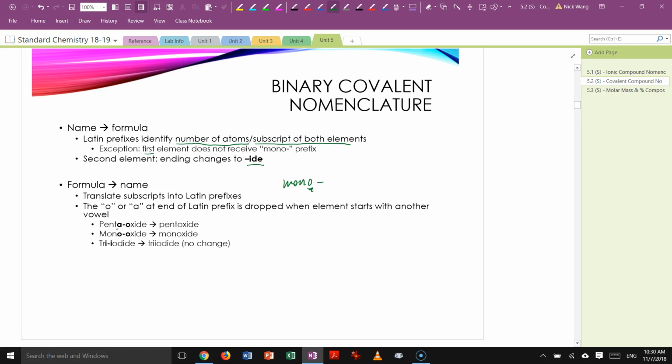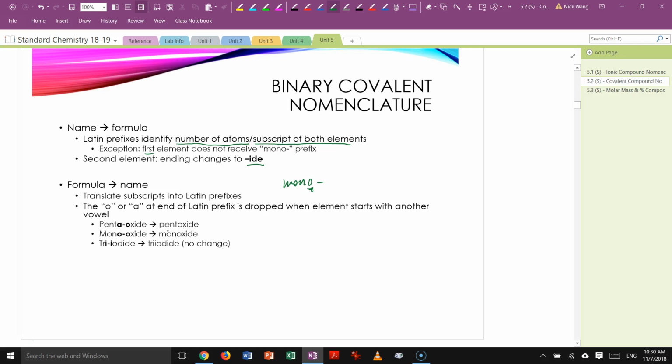So for example, penta, P-E-N-T-A, refers to 5. Penta ends in A. And if you're talking about an element afterwards which starts with a vowel like O for oxide, actually we don't write pentaoxide, we instead write pentoxide. So we drop the A here and make it pentoxide. Or for monooxide, mono ends in O.